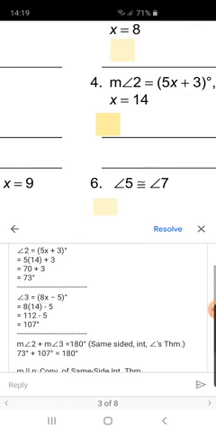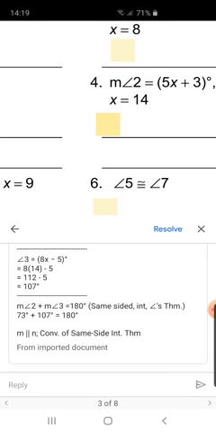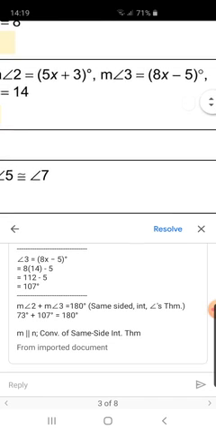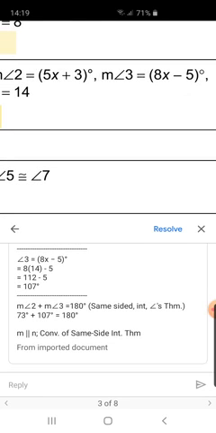Okay, so angle 2 is 5x plus 3. Replace x with 14, you will get 73. This is for angle 2. For angle 3, it's 8x minus 5, right? So replace the x with 14. Once you solve, you will get 107. So angle 2 is 73, angle 3 is 107.